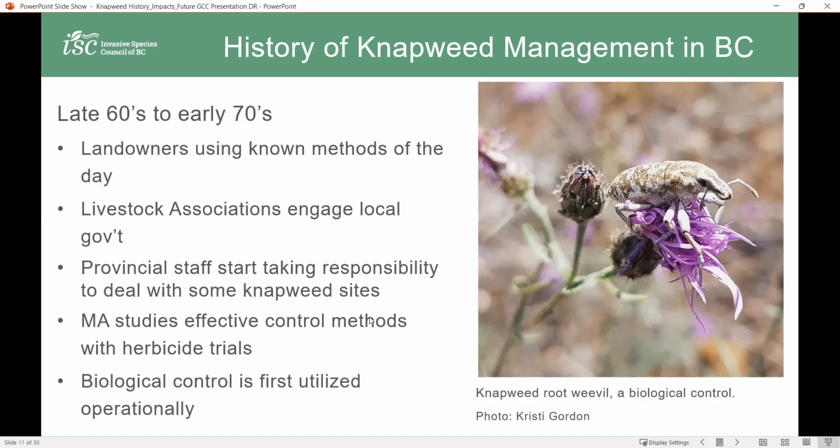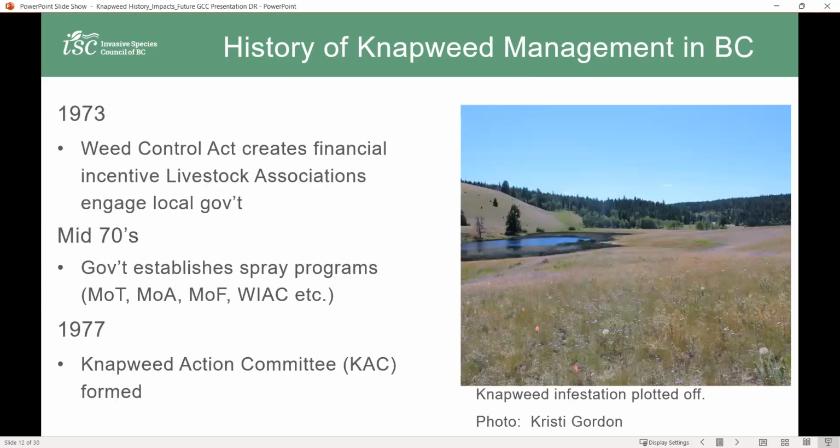Biocontrol has to be very specific, and I'll talk a little bit about that further down. But I won't dwell on it today because it's a tool and it's a very expansive tool. It would require more than the time I have today.